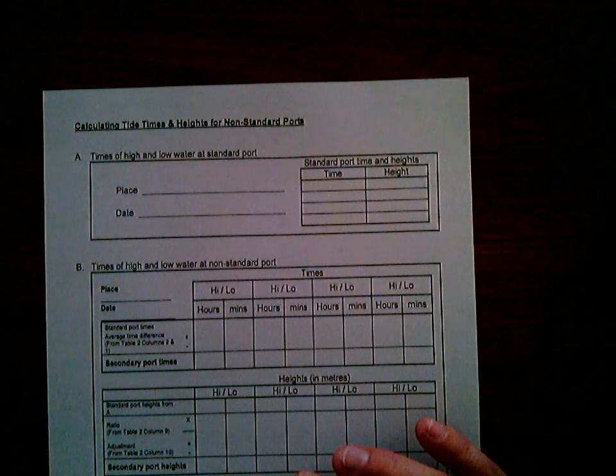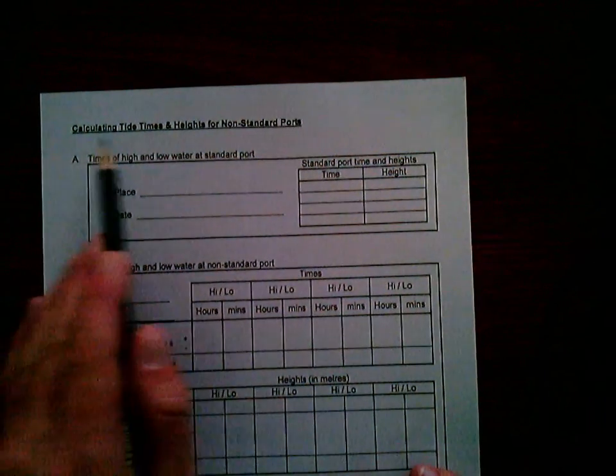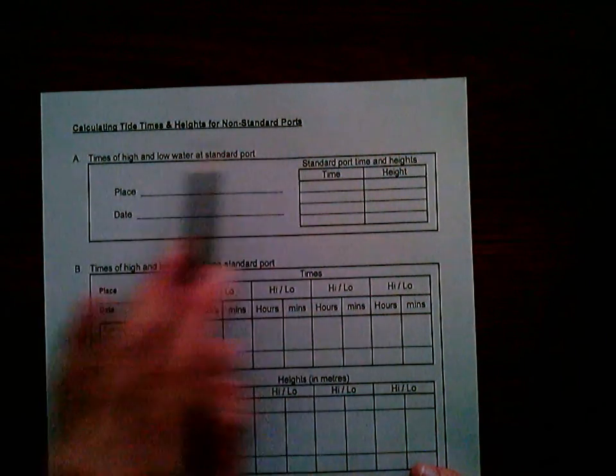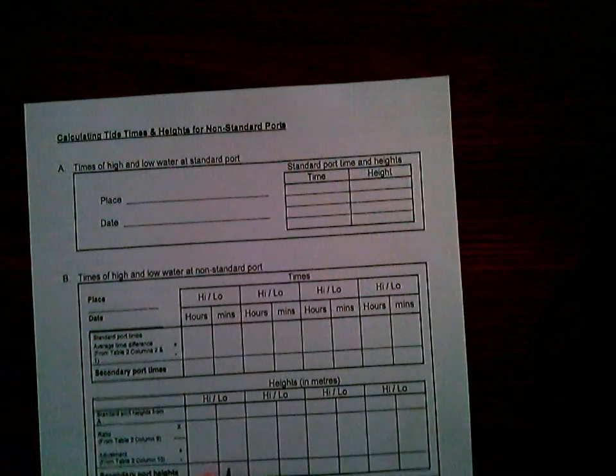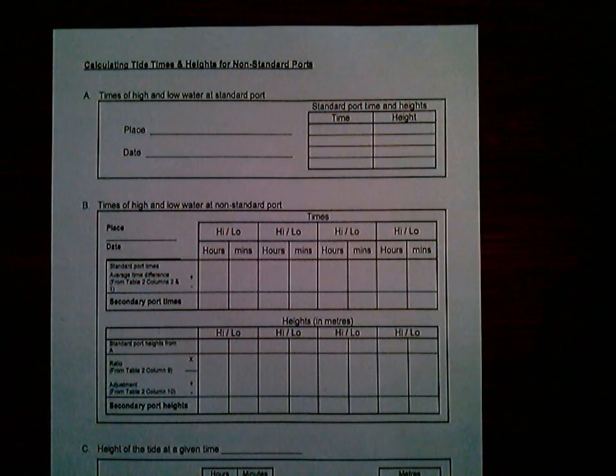So, for example, the standard port of Noosa Heads has several non-standard ports within it, such as Munna Point or Toolwanton. So this is the process of calculating the tide times and heights for those non-standard ports. The first thing that we need to do in completing this particular document, parts A, B and C, is gather some supplementary documentation, which we can get from our tide timetables, and that's what I've done for the standard port of Noosa Head.